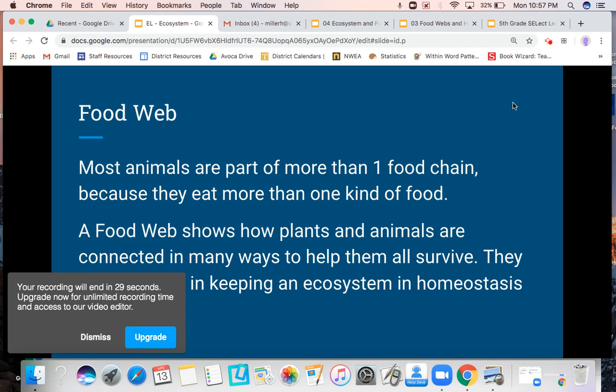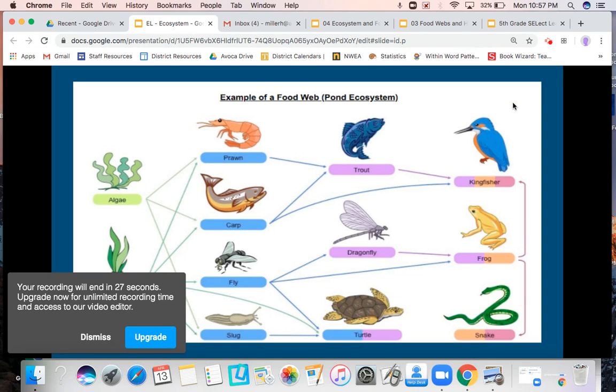Let's take a look at a picture. In this picture, you see many different arrows going in different ways, and that's because most animals eat more than one kind of plant and one kind of animal.